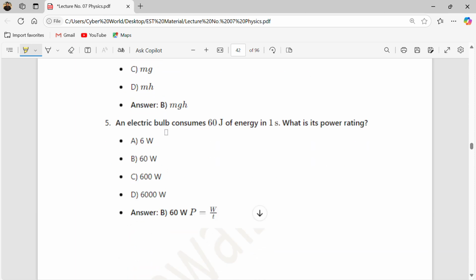Okay, an electric bulb consumes 60 joules of energy in 1 second. What is the power? Power is basically work done divided by time. This is the work done, which is 60 joules, divided by 1 second. So you get 60 again. So the power is 60 watts.